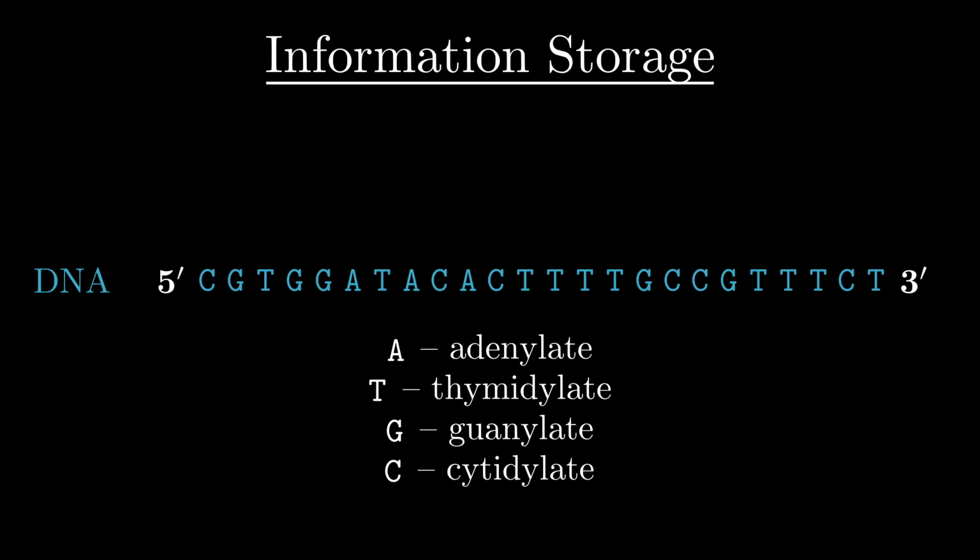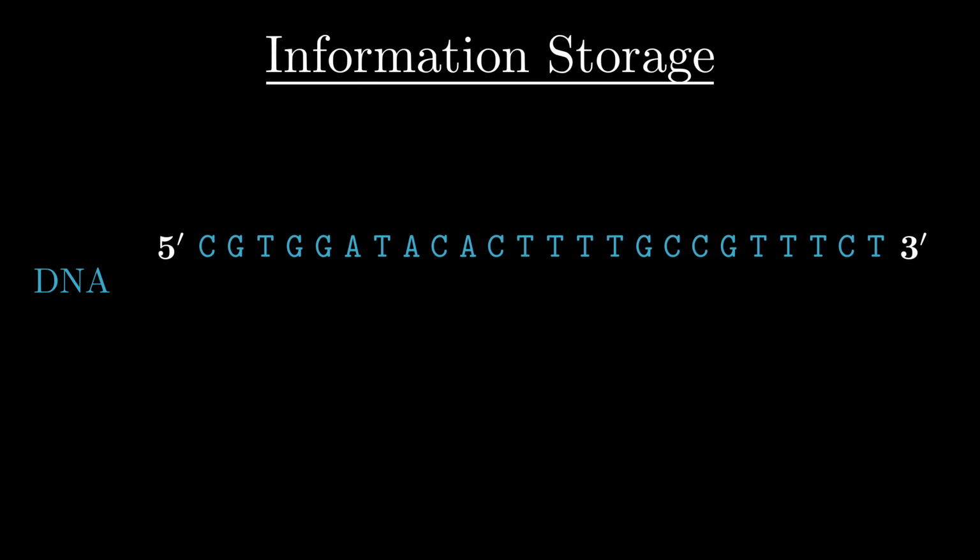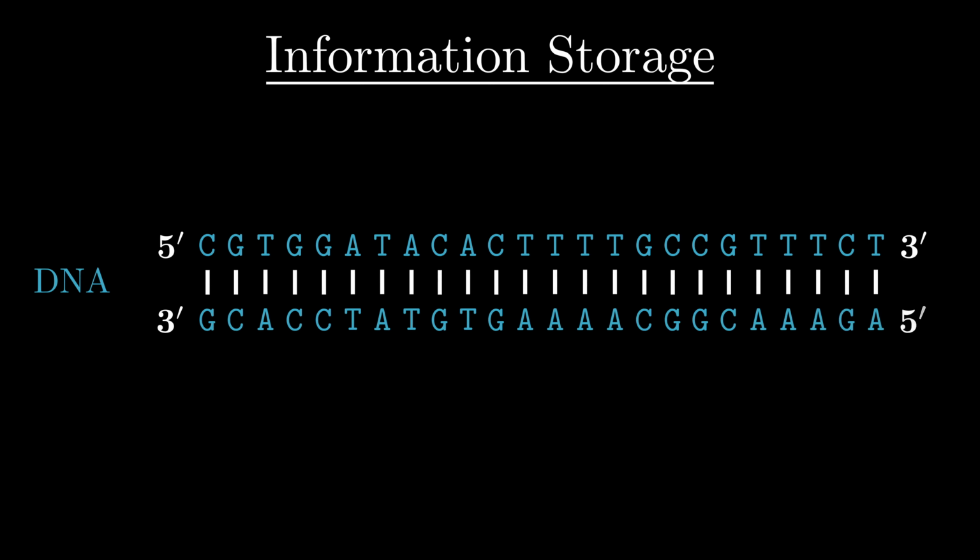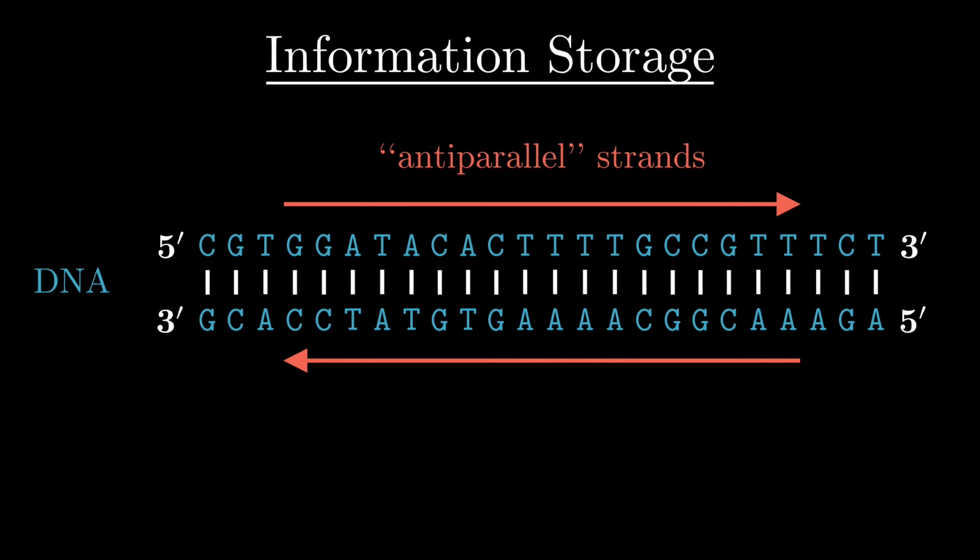Now, it turns out that in the cell we don't have one DNA strand on its own, but it exists bound to a second strand like this. Now, there are a few things to notice here. One is that the strands run 5' to 3' in the opposite direction. This is called antiparallel. The other is that A always pairs with T and G always pairs with C. This is called base pairing. So if you have the sequence of one DNA strand, you should be able to write the sequence and direction of the other.